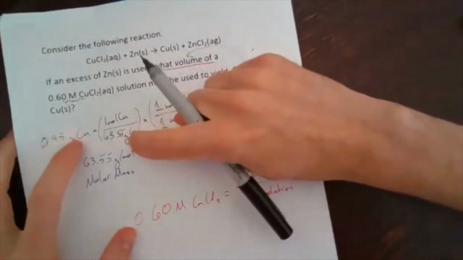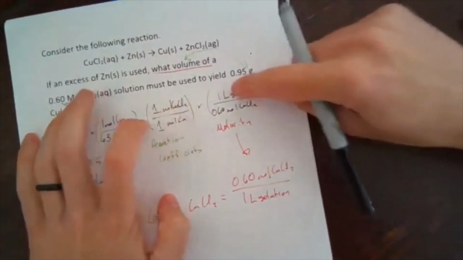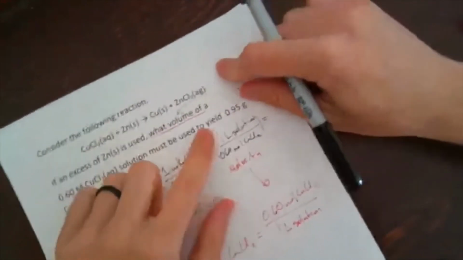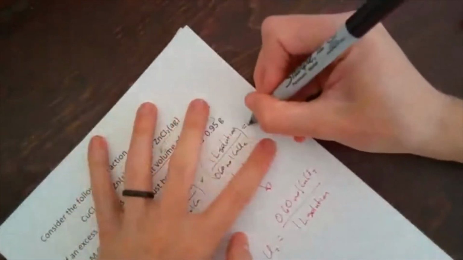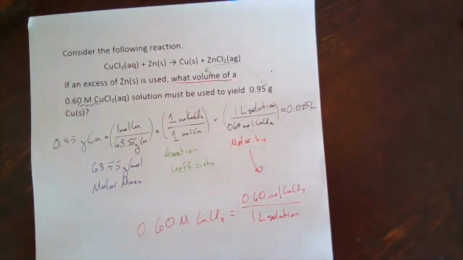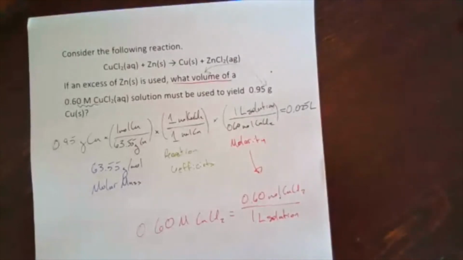And so my grams cancels out, my grams of copper, my moles of copper, my moles of the copper 2 chloride. I'm left with liters of solution. If I multiply it all out, multiply across the top, divide, multiply across the top, divide, multiply across the top, divide, I get 0.025 liters. And so that is the volume that I would want to use. 2 sig figs comes from the 0.95. So that would be the appropriate volume that I would use.